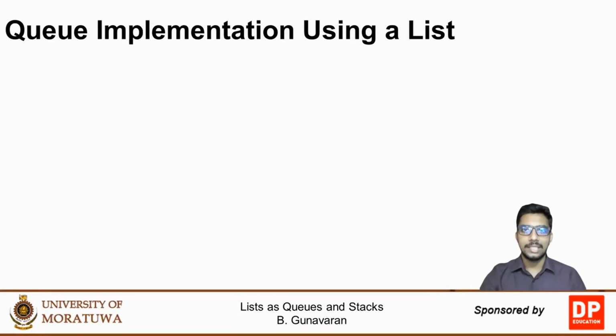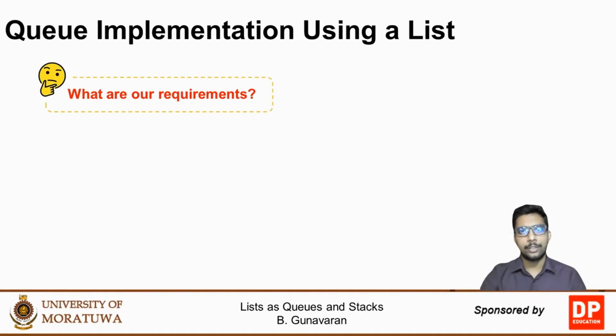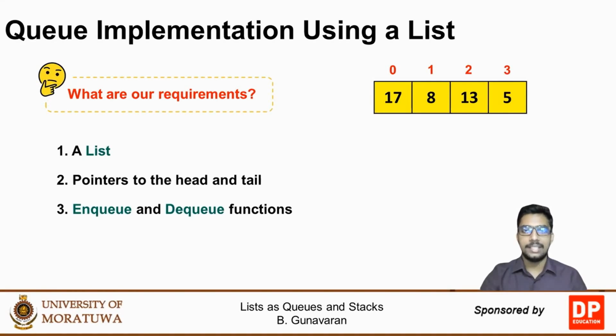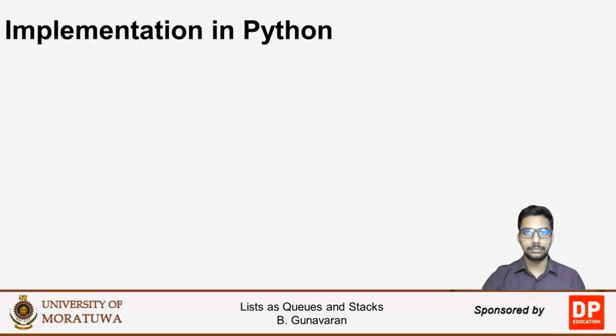So far, we have learned about the properties of a queue. Now, let us look at how to implement a queue using a list. Pause the video and think for a moment. What are the requirements to implement a queue using a list? First, we need a list. Second, we need the pointers to the head and tail of the queue. And finally, we need the enqueue and dequeue functions. We have our list of requirements now. Let us move on and discuss how to implement a queue in Python.